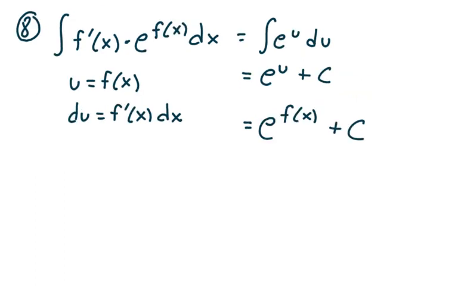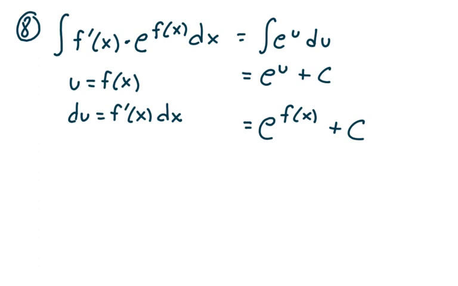On number 8, suppose I had the integral of f prime of x times e to the f of x dx. So if I let u equal f of x, du is f prime of x dx. And so we end up integrating e to the u du, which is e to the u plus c, but u is f of x. And so we end up with e to the f of x plus c.